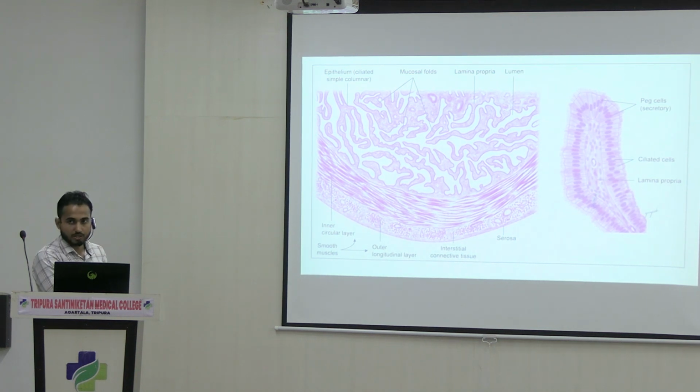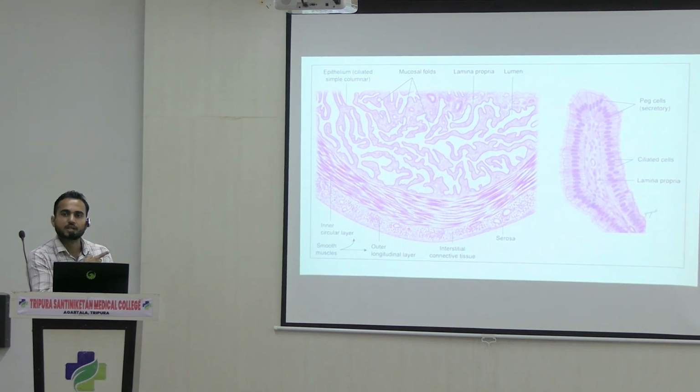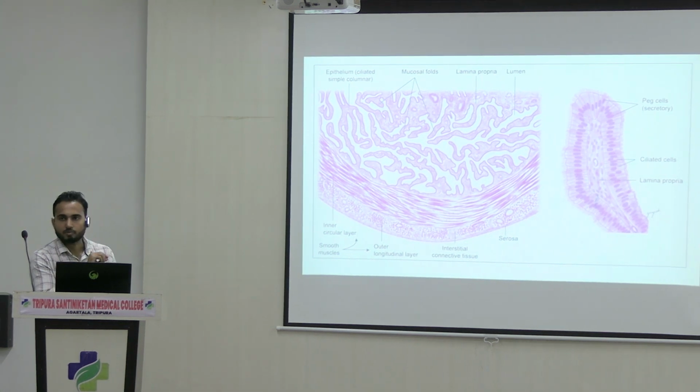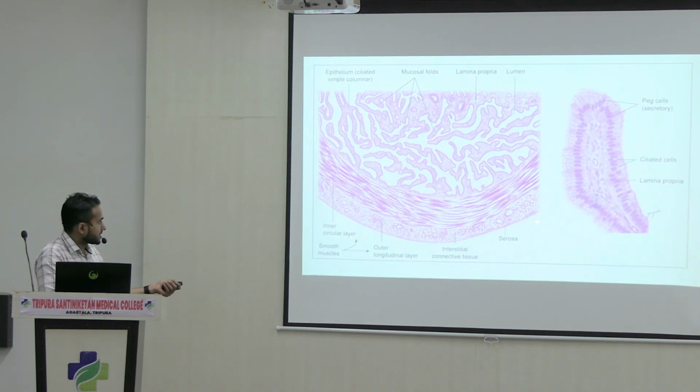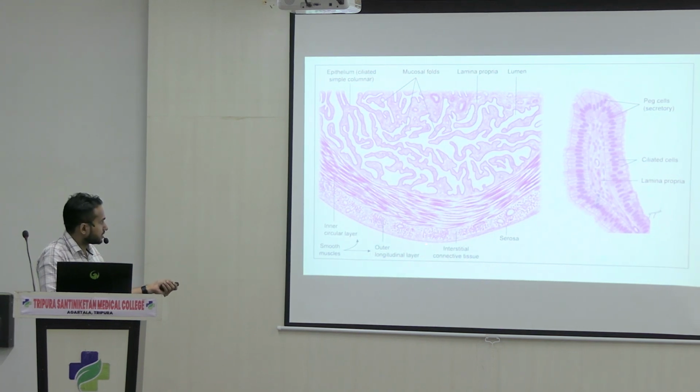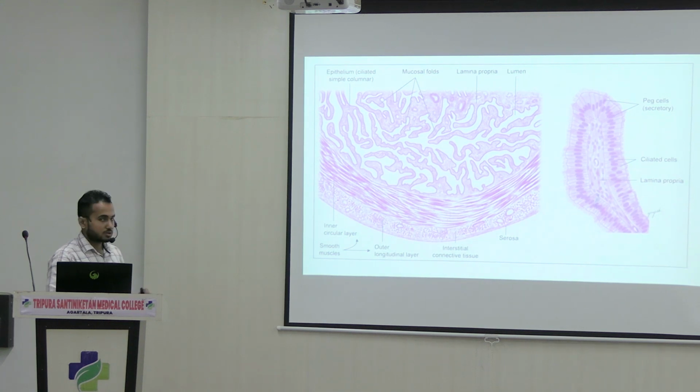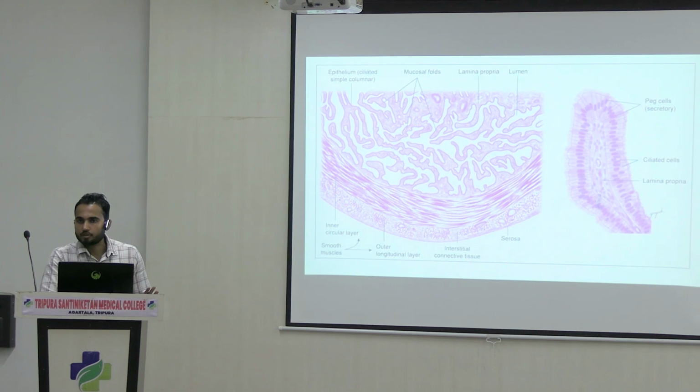Next, this is the muscular coat. You can see the inner circular and outer longitudinal layers distinctly. This layer is very important because its active contraction helps in conduction of the ovum passing through the fallopian tube. And lastly, you can see the serosa. So that is all about the fallopian tube.